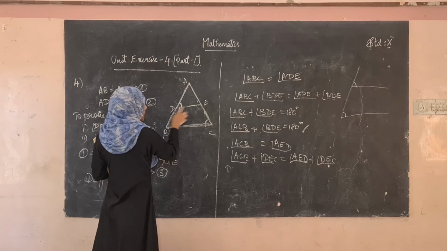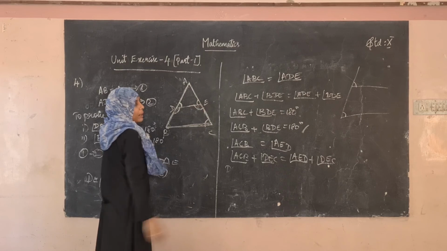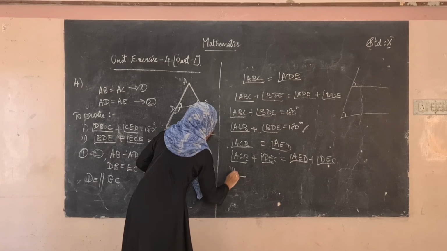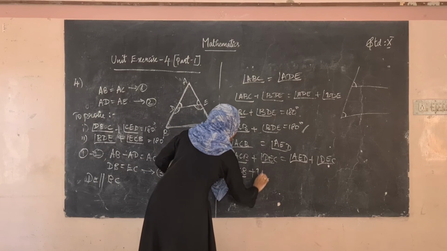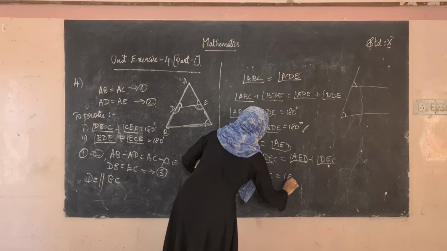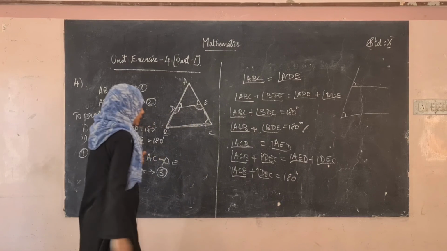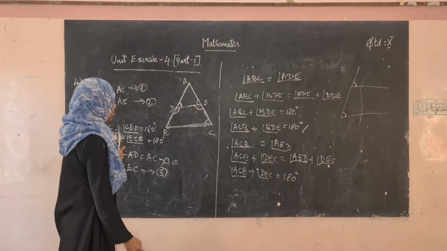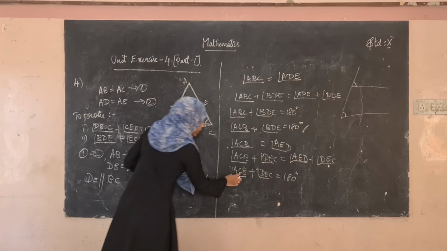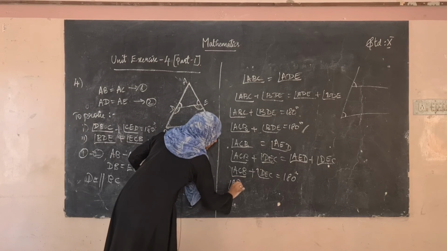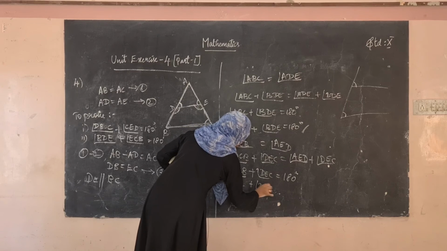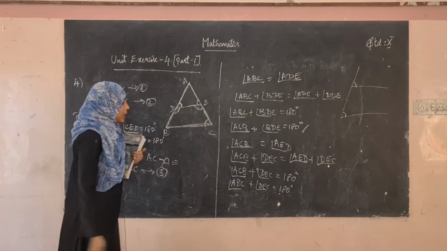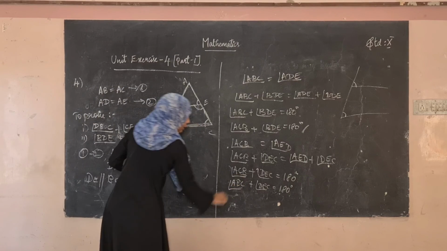So AED plus DEC, when these two angles are added, it makes an angle of 180 degrees. So on the right hand side we get 180 degrees. So angle ACB plus angle DEC is equal to 180 degrees. Instead of CB here, you can write ABC. Since DE is parallel to BC, instead of CB here, we are writing BC.